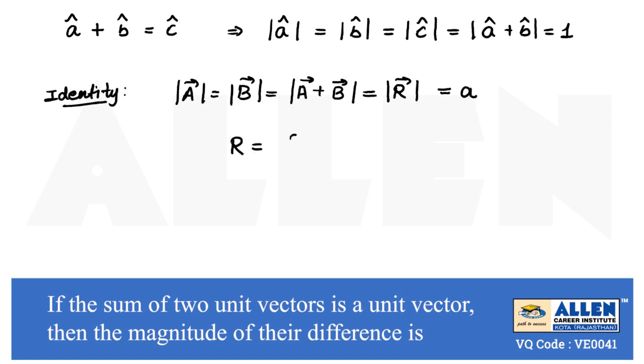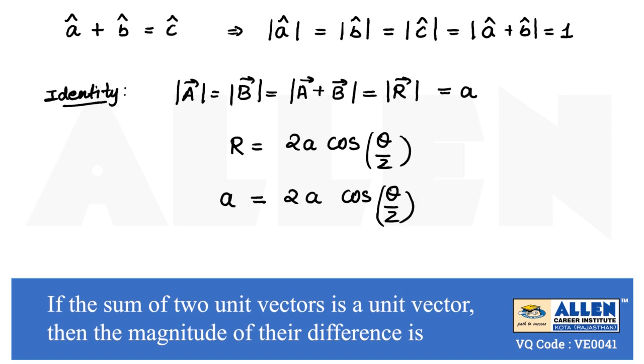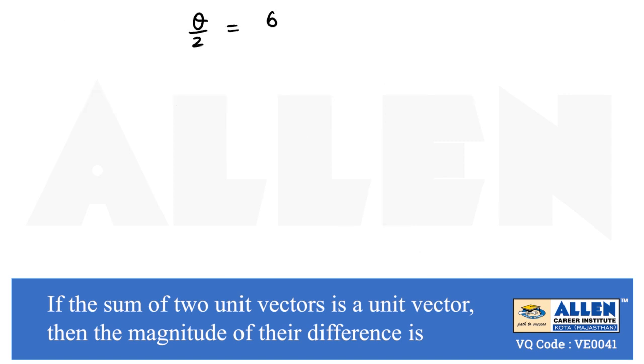r is equal to 2a cos theta by 2. So here we will use the magnitude of the resultant, that is a, which will be equal to 2a cos theta by 2. From here we will find the angle. On simplification we get 1 by 2 equal to cos theta by 2. This is possible when the angle is 60 degrees, so we can write it as cos 60 degrees. On further simplification we get theta by 2 equal to 60 degrees. So theta will be 120 degrees.